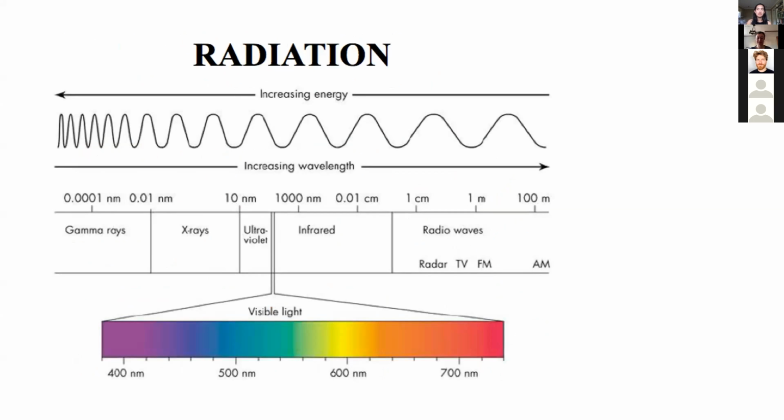Okay, so the last one is heat transfer through electromagnetic radiation. This is the electromagnetic radiation spectrum, where shorter wavelengths means increasing energy. The only band of radiation we can see as humans is visible light.